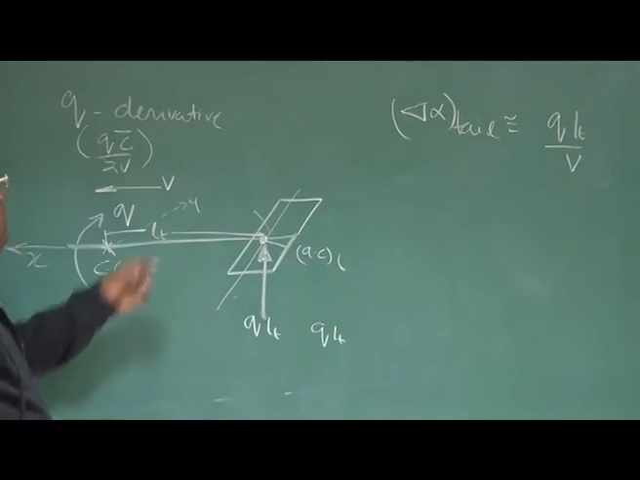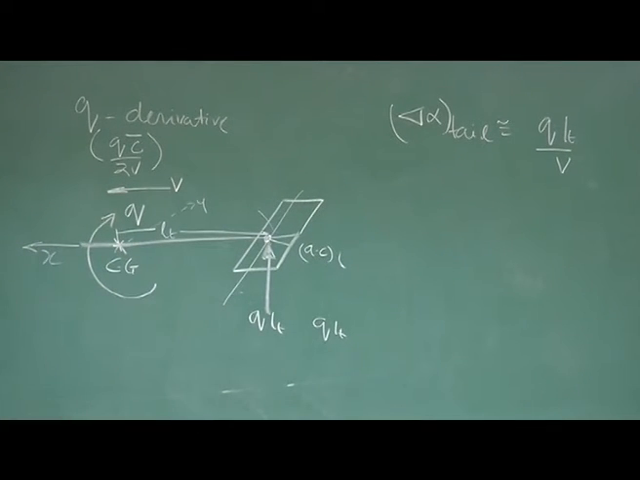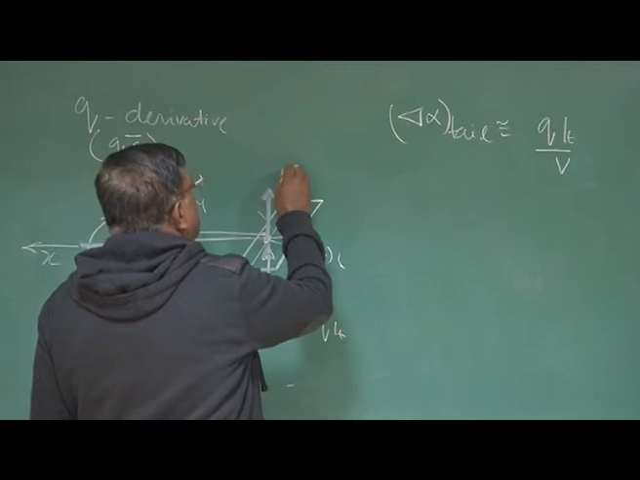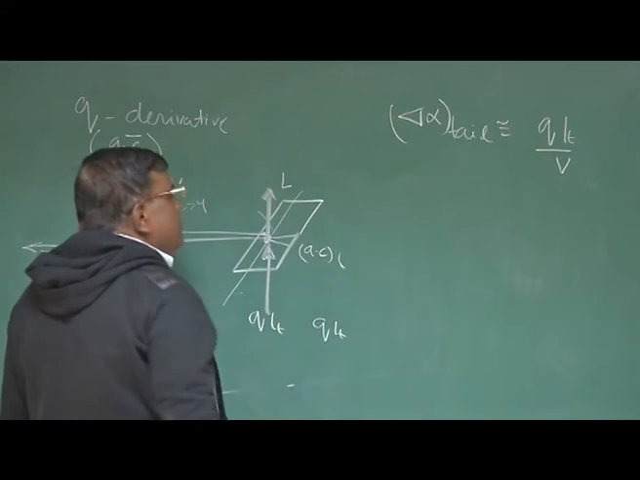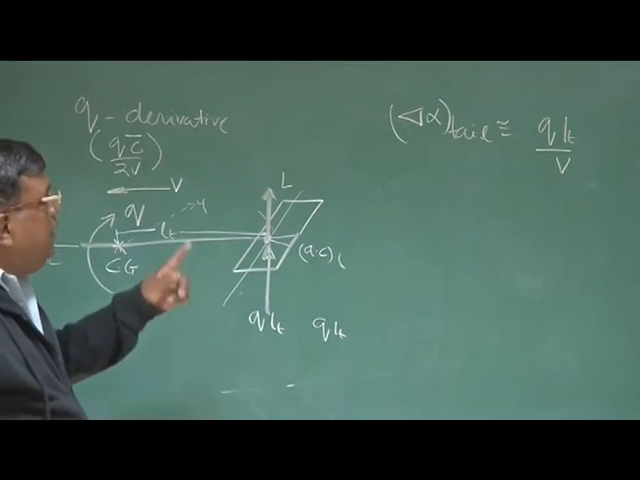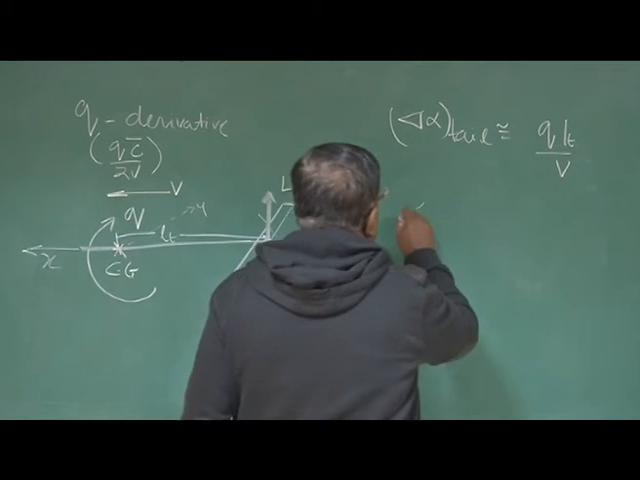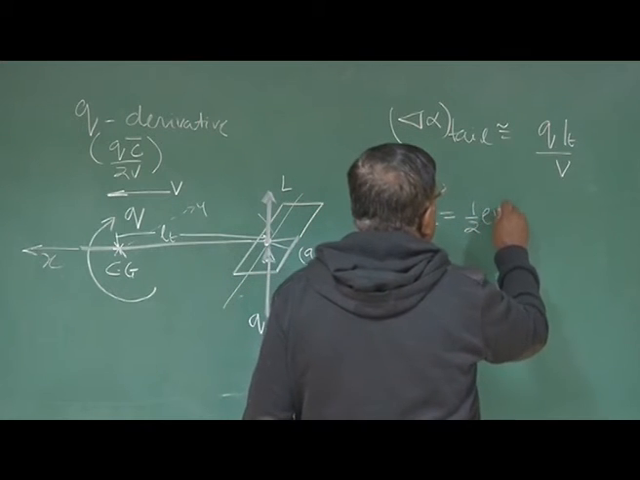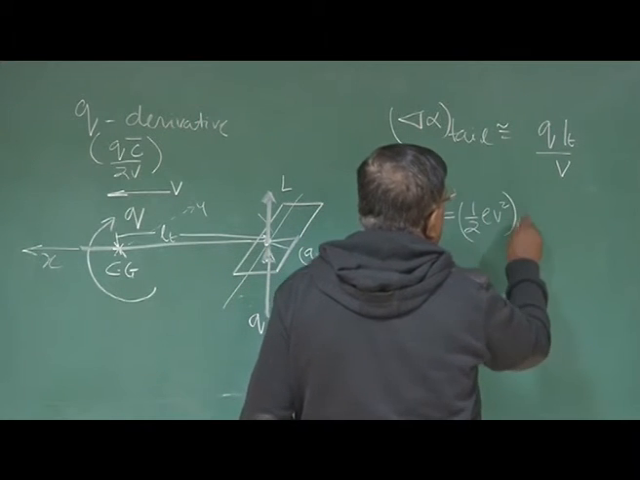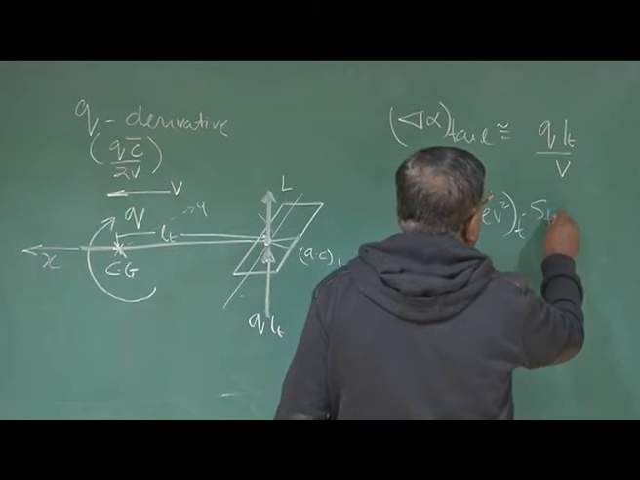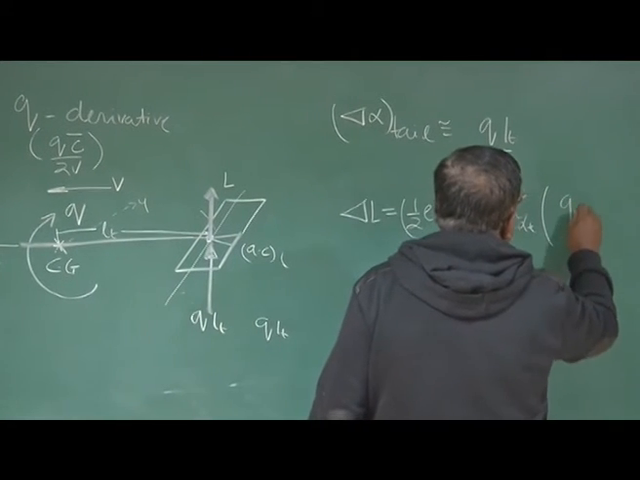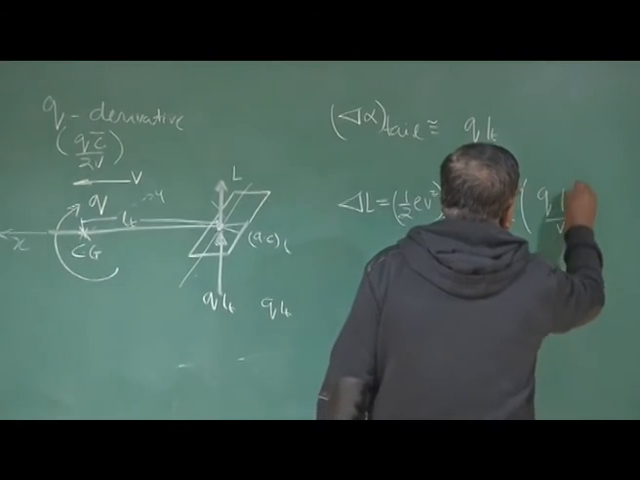The vertical component and horizontal component. If this is the increase in angle of attack, what does it mean? It means it will generate lift here because of delta alpha. So what will be the lift? Delta L will be half rho V square at tail into S tail into CL alpha tail into Q LT by V.